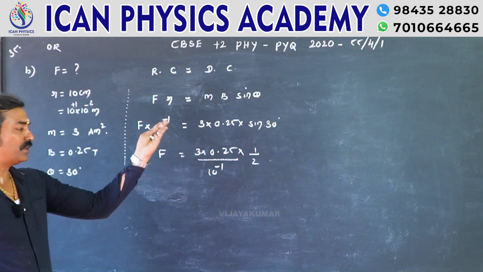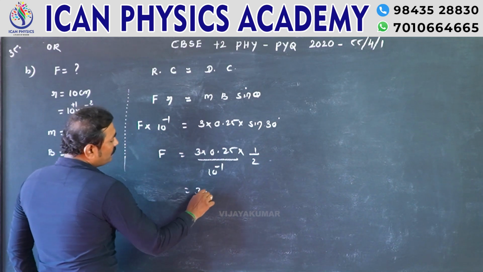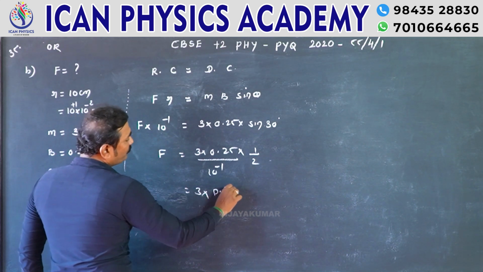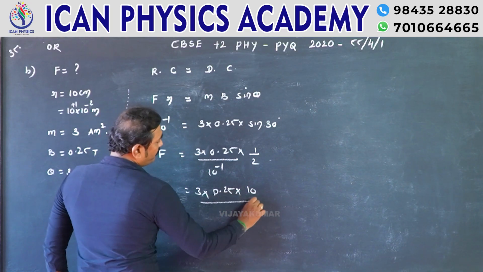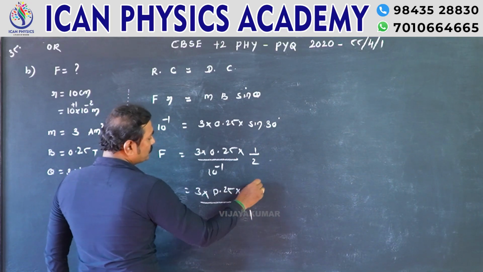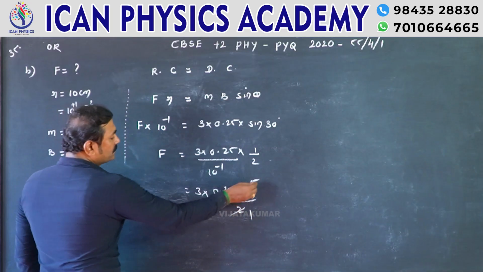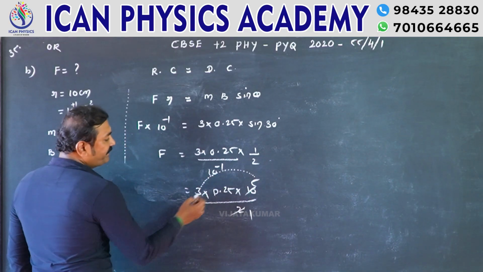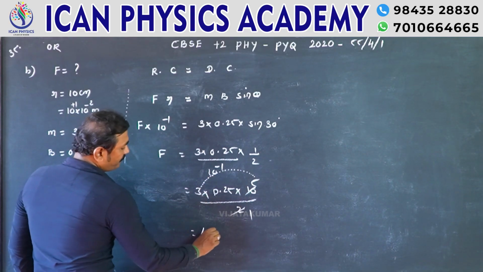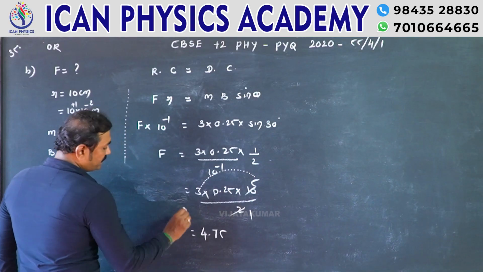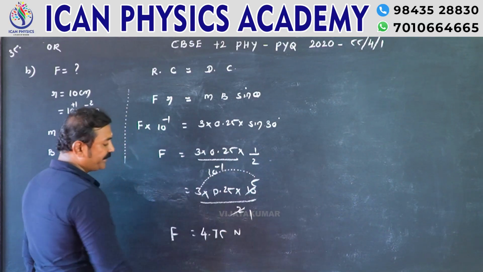The -1 goes to the numerator as +1. So 3 into 0.25 into 10 by 2. So 1 2 is 2, 5 2s are 10. So 3 5s are 15. So 15 into 0.25, that will be 4.75. This much of force, this much of Newton.